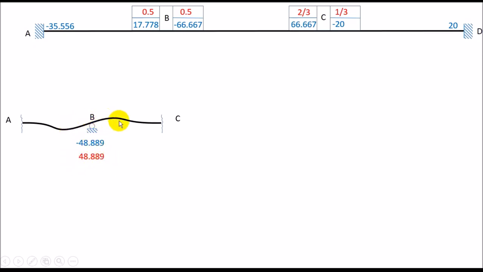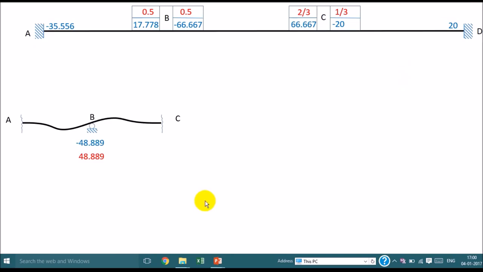Okay, the beam can be made of concrete, it can be of steel, or it can be of wood, or for that matter any material, and any material has its own strength, right? So it will take the moment from its own strength, and member BA and member BC will contribute to this moment. So some part of 48.889 will come from member BA, and some part of 48.889 will come from member BC.